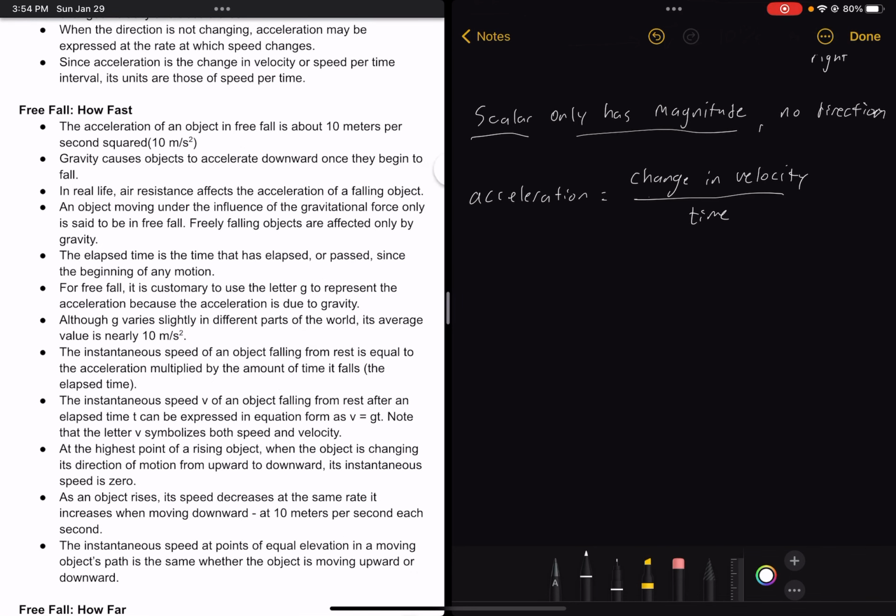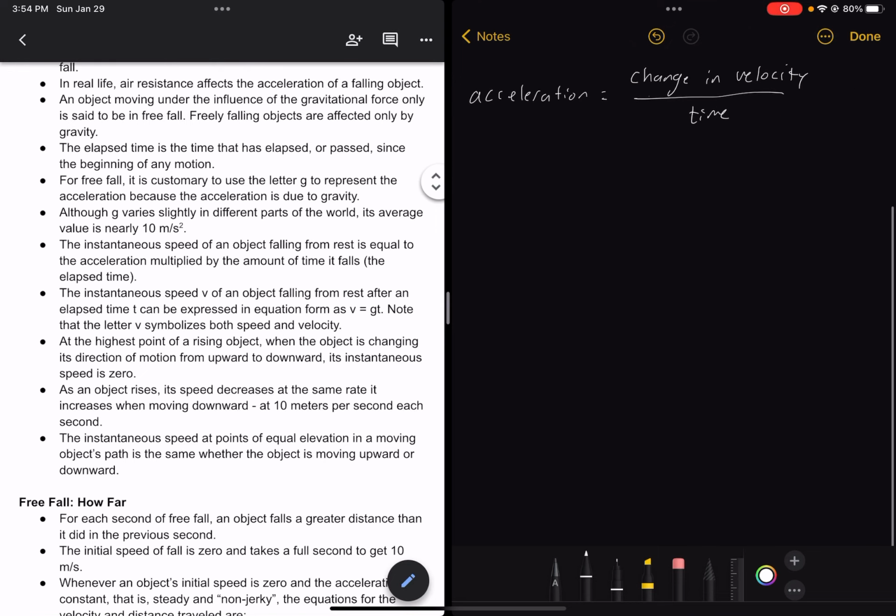Okay, how far and how fast? So we do need to know these equations. Okay, so let's talk about how fast. And that equation is v equals a times t. So this is your velocity, this is your acceleration, this is your time. All right, you can use g instead of a if you're talking about gravity, right? So, in terms of gravity on Earth, the free fall acceleration is 10 meters per second squared.